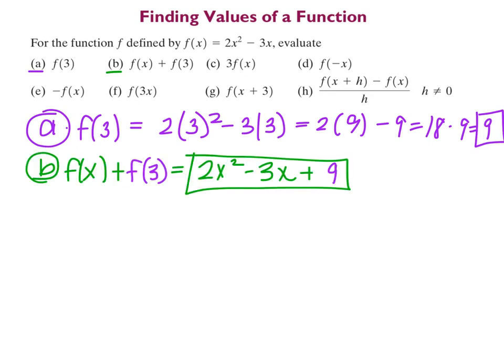Part B asks you to do f of x plus f of 3. Well, we've already found f of 3, and that's 9. So f of x stays the same, so 2x squared minus 3x plus 9.